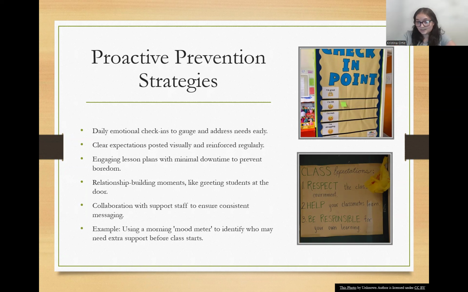Clear expectations posted visibly and reinforced regularly. So in the picture, the classroom expectations, you can see: I respect the class environment. Help your classmates learn and be responsible. In my classroom, we go through all of our expectations every single day. We have our skill cards that direct basically directly to our expectations. We're going to be safe. We're going to be responsible. We're going to be respectful.